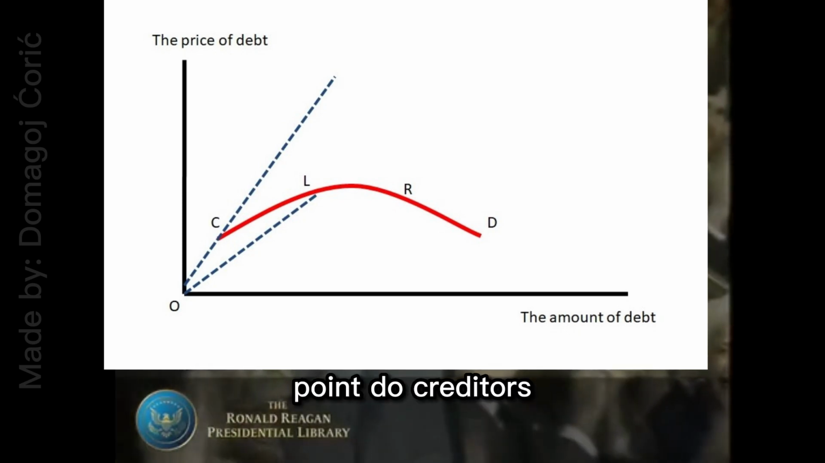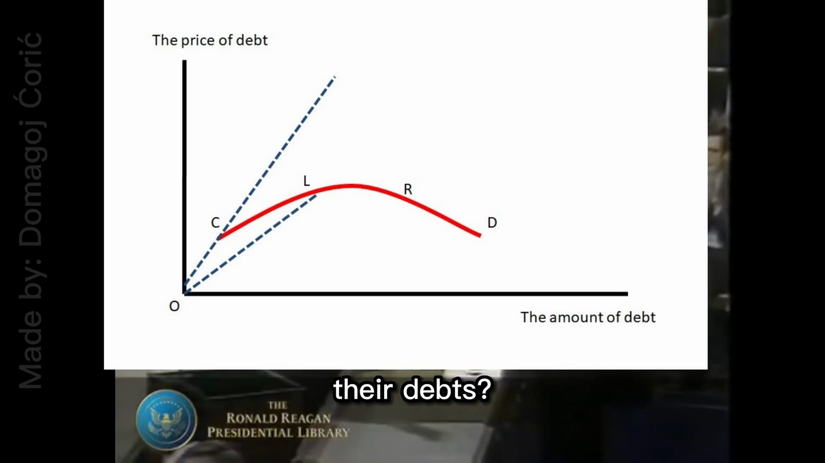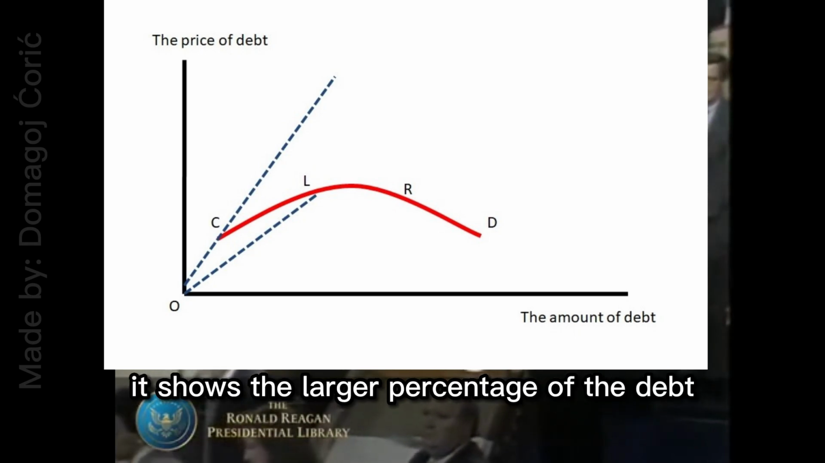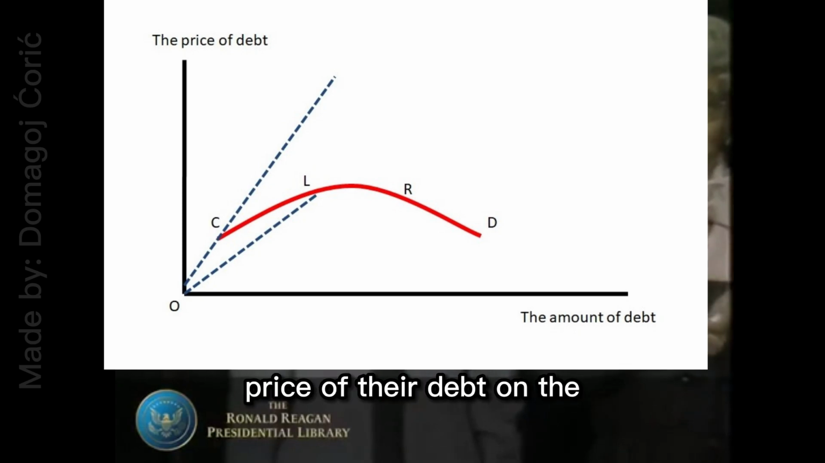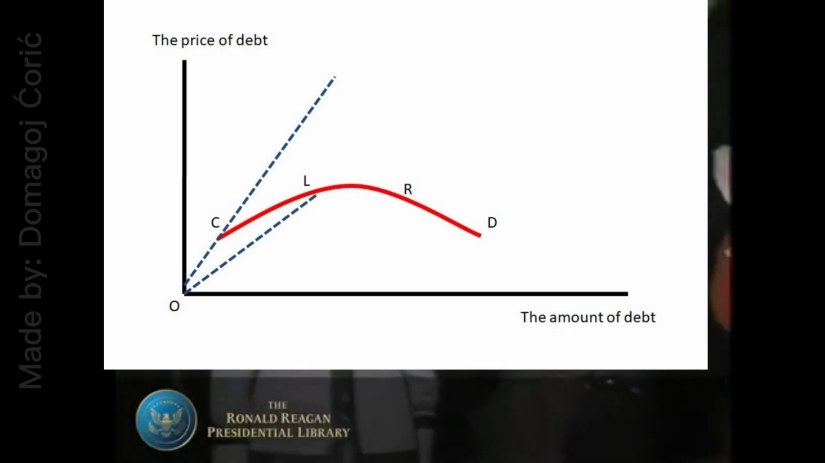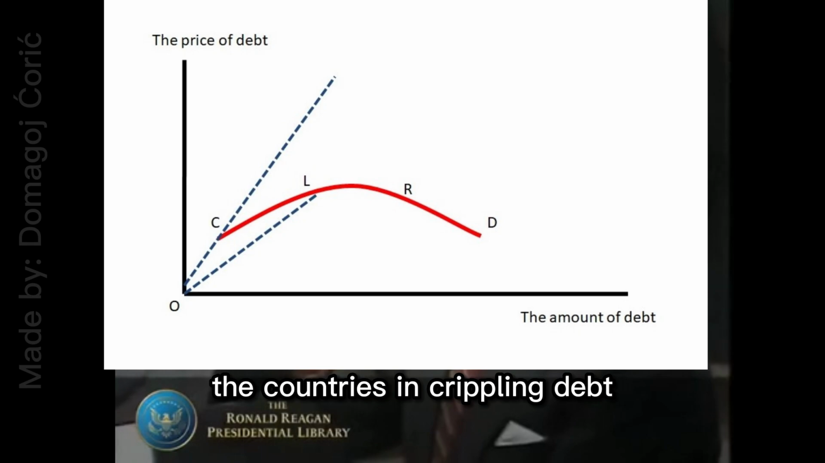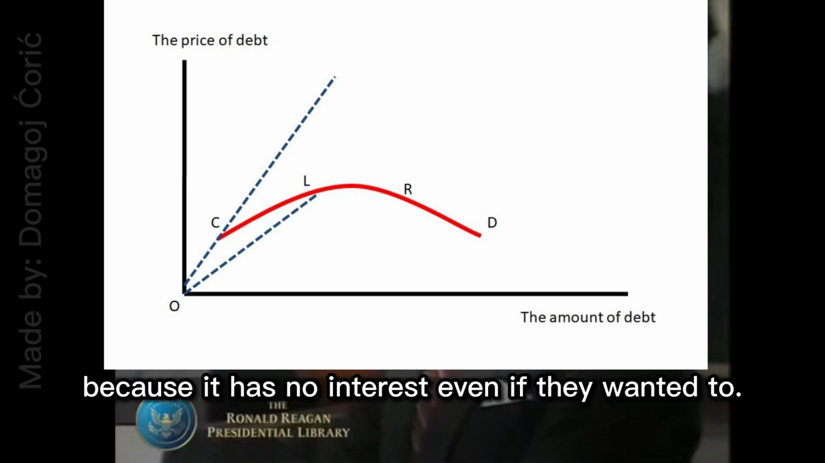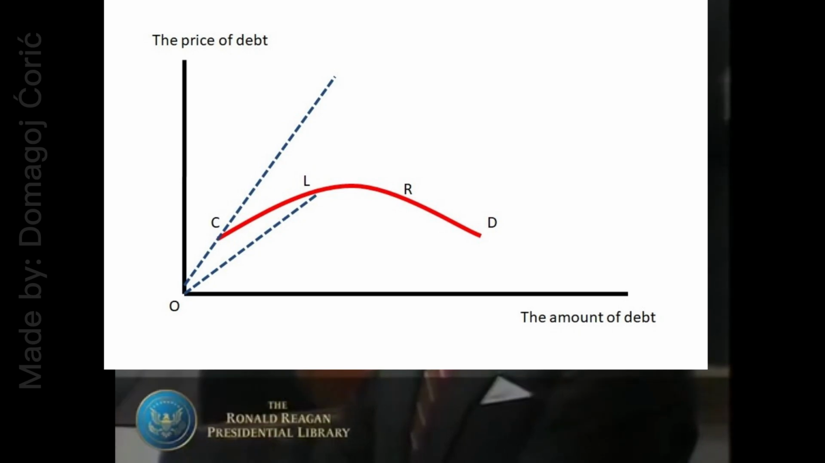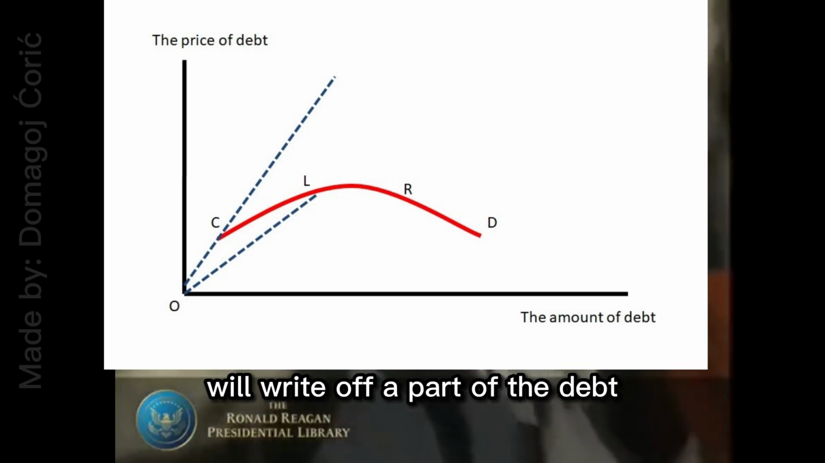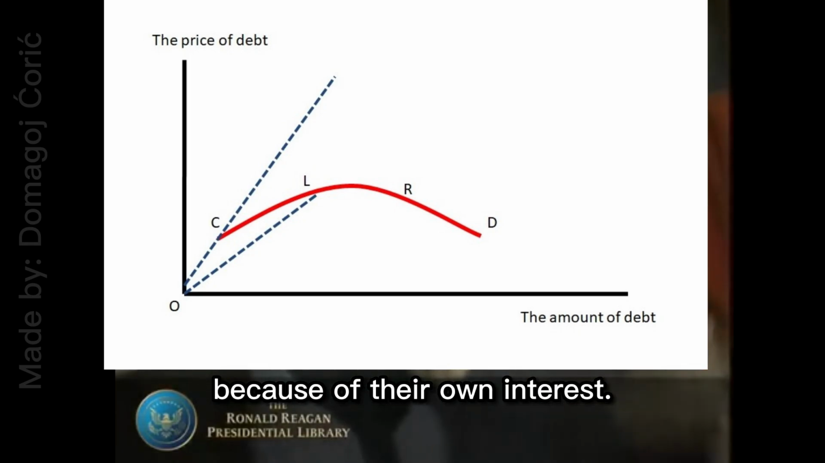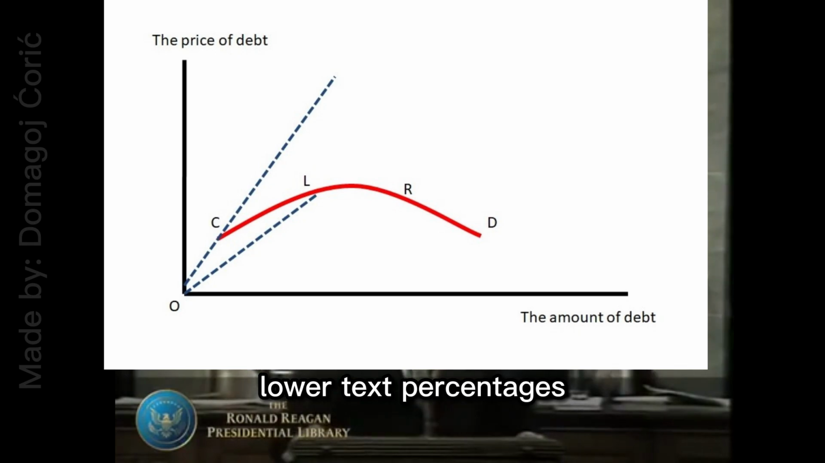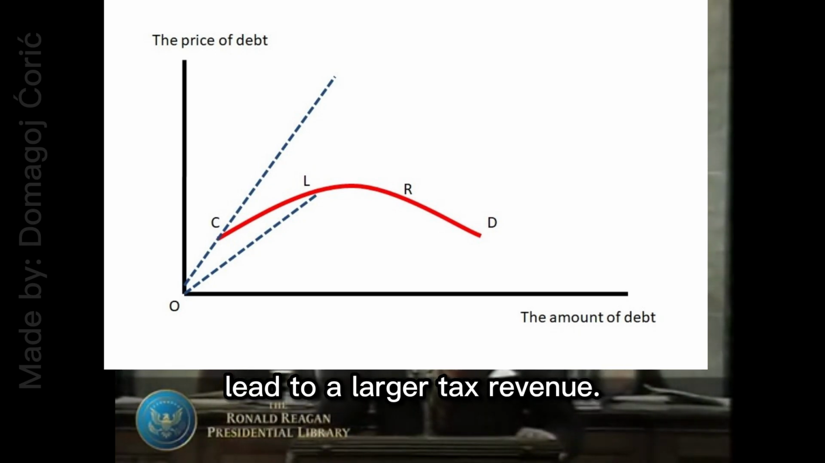So at which point do creditors begin to write off their debts? If we take a look at point R, it shows that the larger percentage of debt reduced the price of their debt on the secondary debt market. That forced the countries in crippling debt to not want to pay off their debt because they have no incentive, even if they wanted to. At this point, the creditors will write off a part of the debt because of their own interest. This correlates with Laffer's idea that lower tax percentages lead to larger tax revenue.